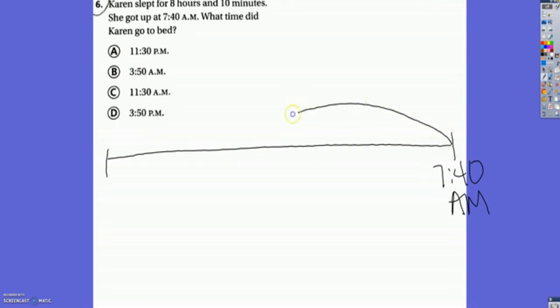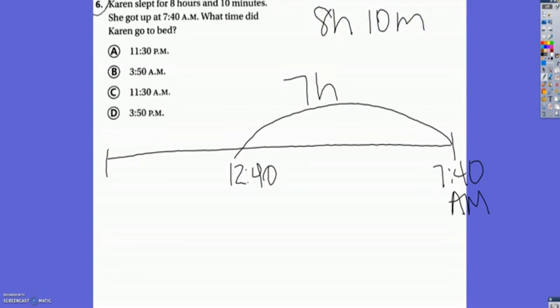I'm going to go ahead and count back 7 hours, because that'll put me at a nice, easy 12:40. Let me write my time here. I need 8 hours and 10 minutes, so I've got an hour that I need to jump back. That would be 11:40, and here we are at AM. And then, oops, that was supposed to be 1 hour. So sorry, I'm not paying attention to what I'm doing.